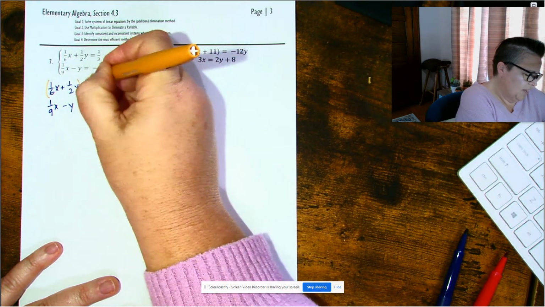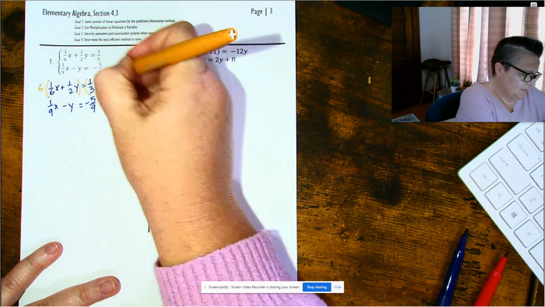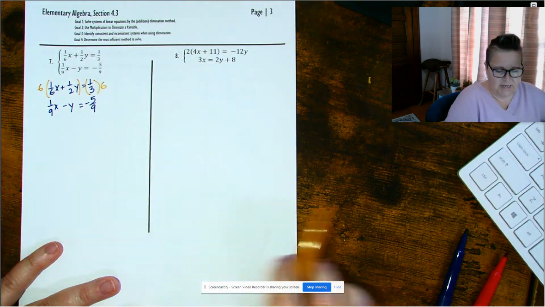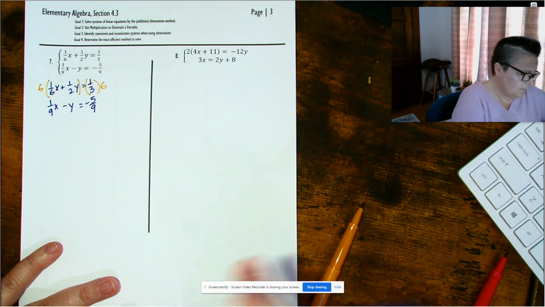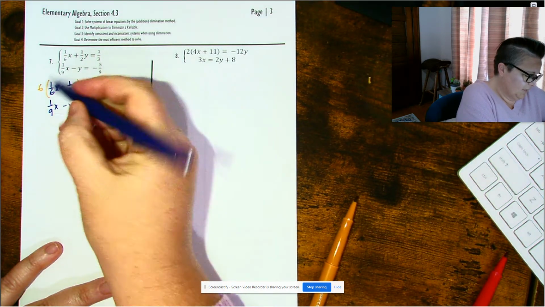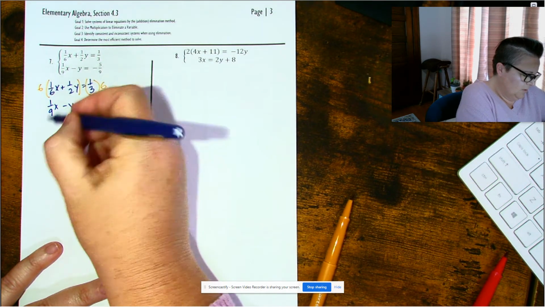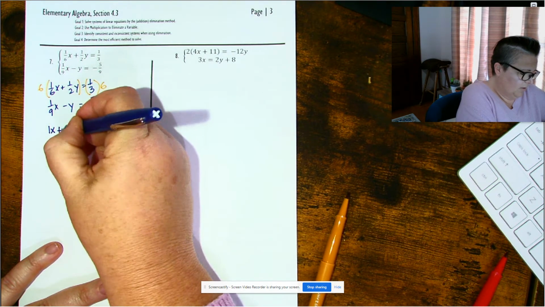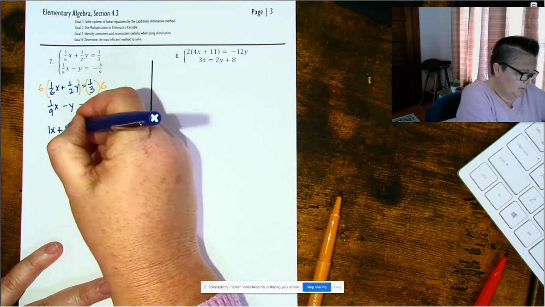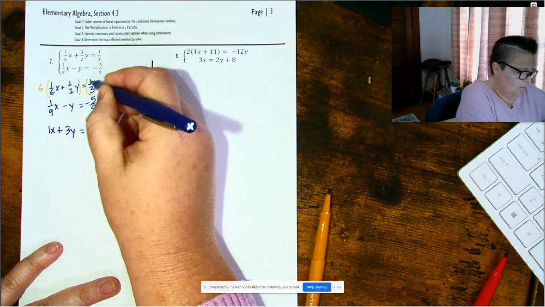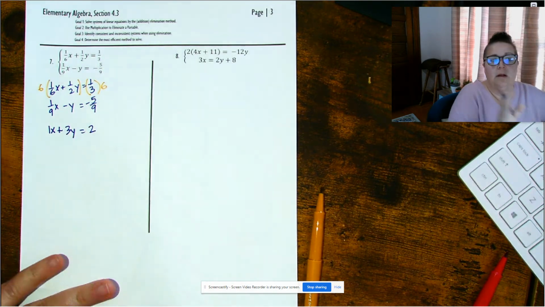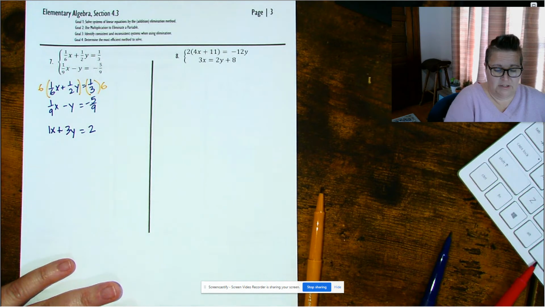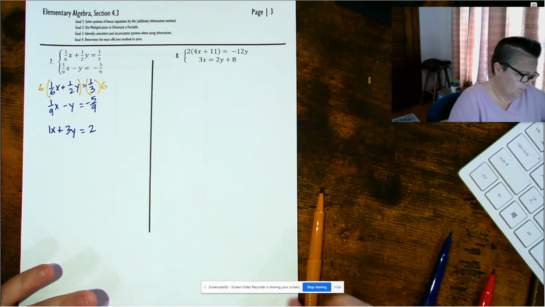I'm going to multiply this entire equation by 6 on the left side and the right side. The 6 and 6 here are going to cancel, giving me just a 1x. The 6 and 1/2 here, I got to distribute it, is going to give me 3y. The 1/3 of 6 is 2. And I've eliminated the fractions in that particular problem.